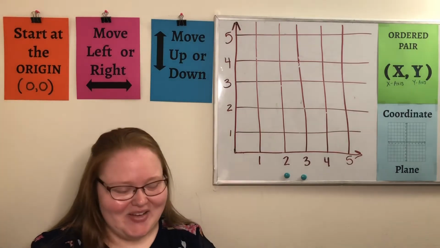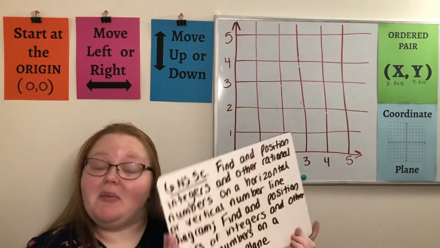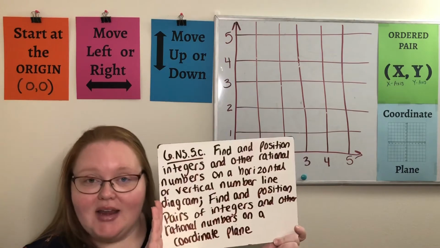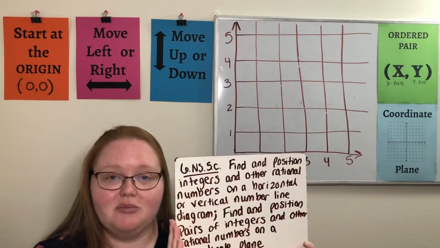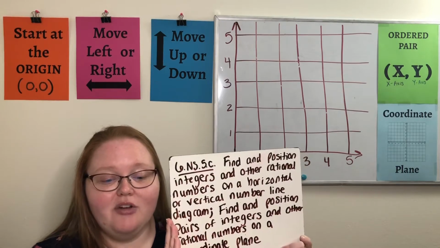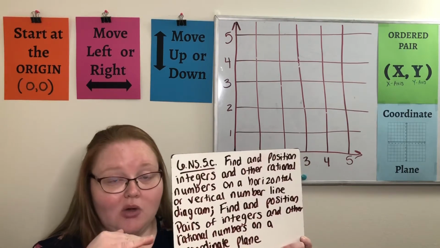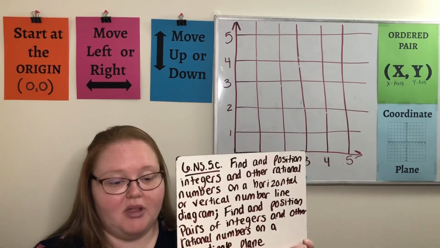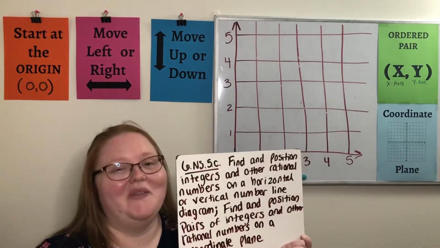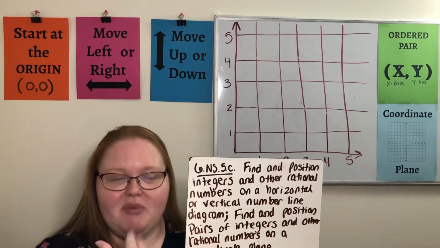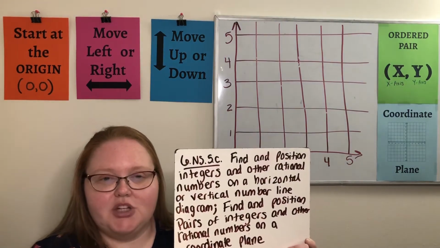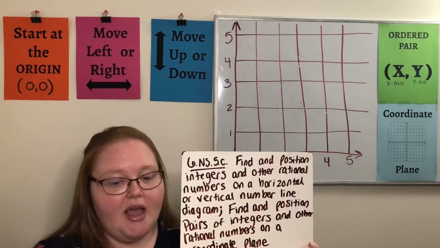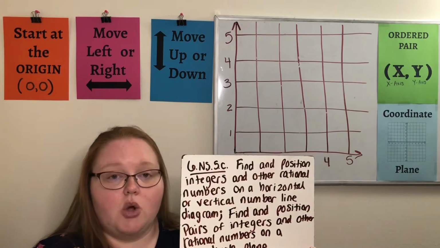Hello. So the standard that we've been working on is 6.NS.5.c, which just says that we're going to find and position integers and other rational numbers on a horizontal or a vertical number line diagram. We've done that, we're good. The next thing that we've been focusing on is the second part of this, which says find and position pairs of integers and other rational numbers on a coordinate plane.